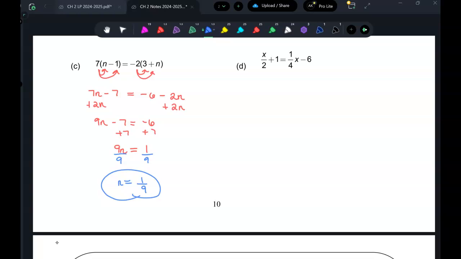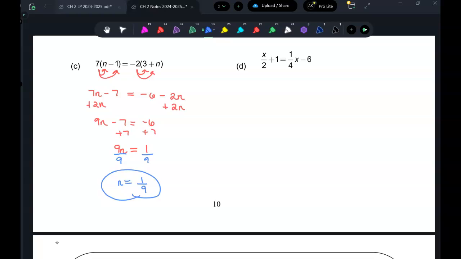Oh, here we go. We have some fractions this time. If you don't like fractions, we can multiply to get rid of all the fractions. What number could we multiply everything by to get rid of all the fractions? Alright, 2, 4. I hear two different answers.